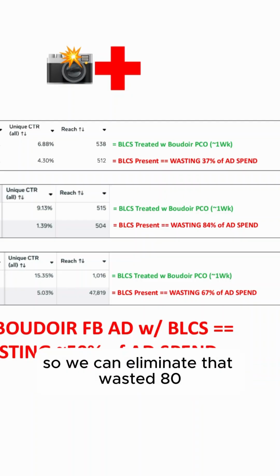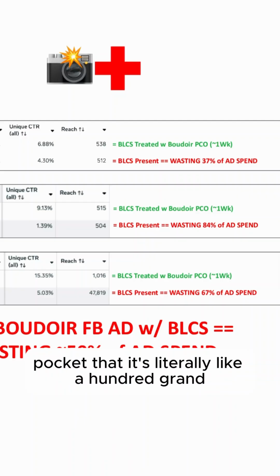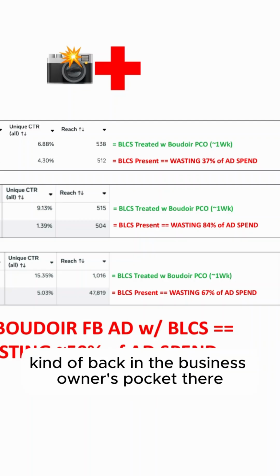So we can eliminate that wasted $8,400 a month in ad spend, pocket that. It's literally like 100 grand pocketed, back in the business owner's pocket there.